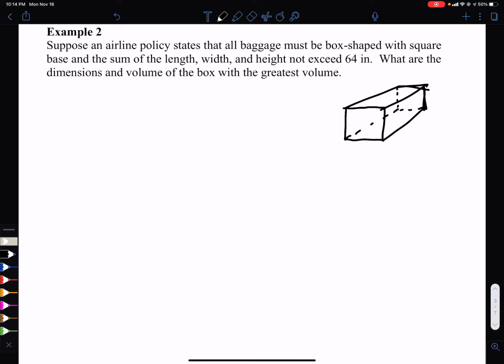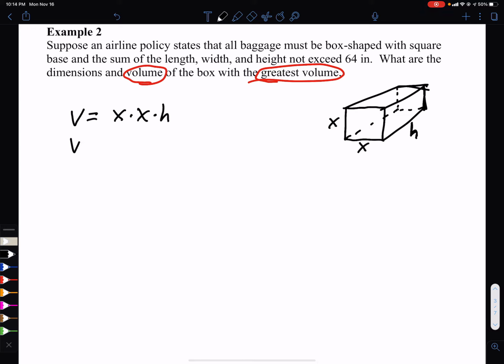So the base is square, so I will call that x and that x. And I don't know the height, I'll call it h here. So let's read what they want. They want the greatest volume, actually. So we're trying to maximize the volume. So we need a volume formula, which is x times x times h, or x squared h.